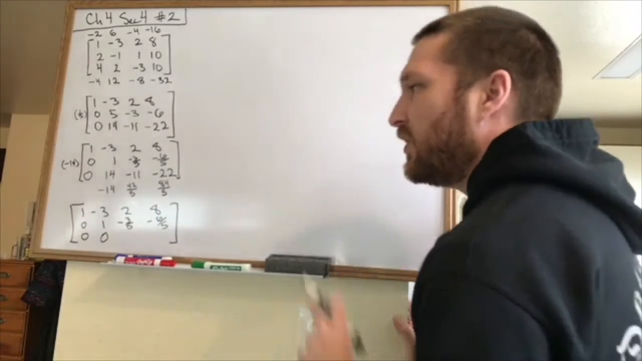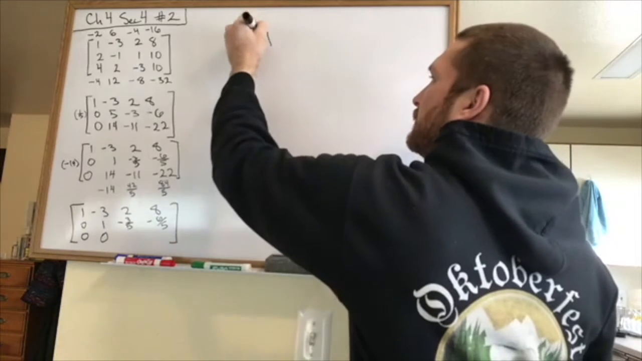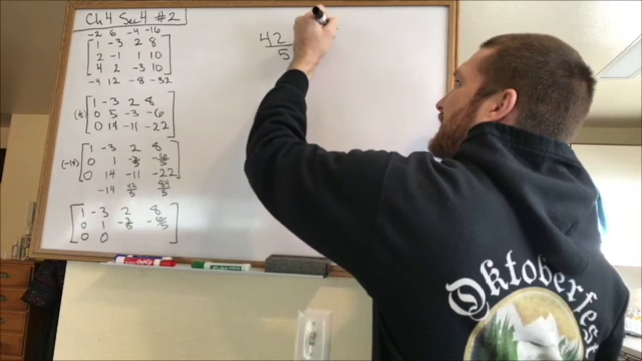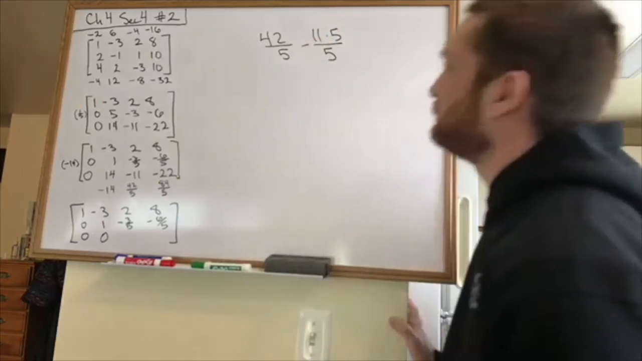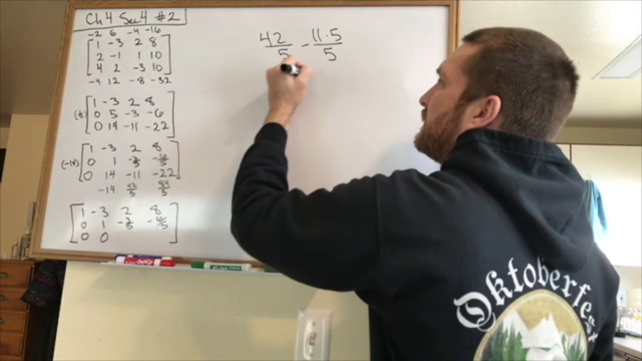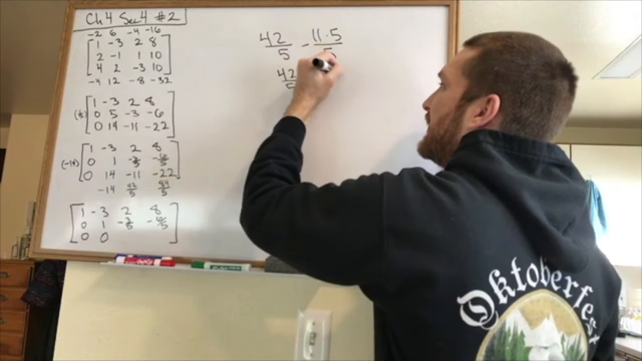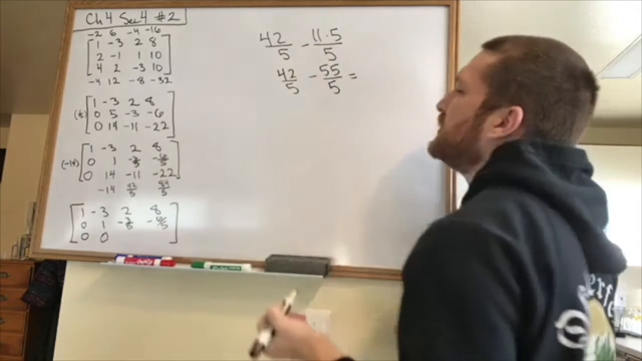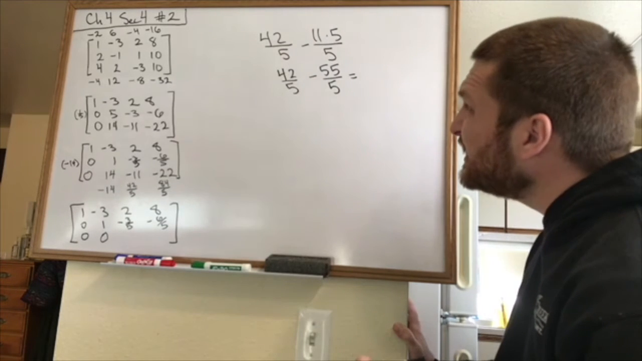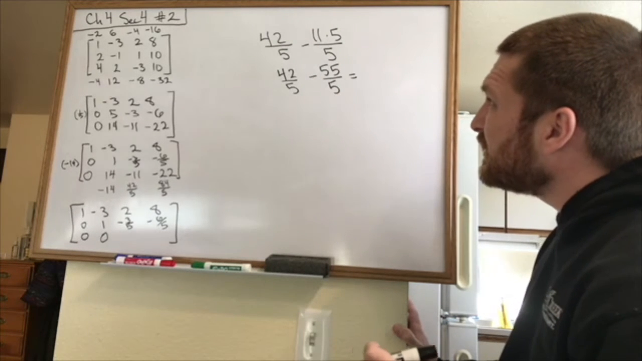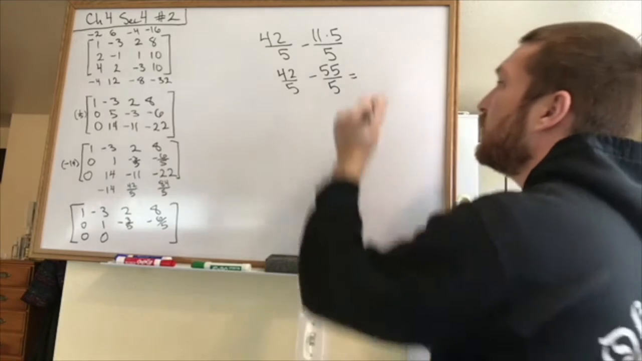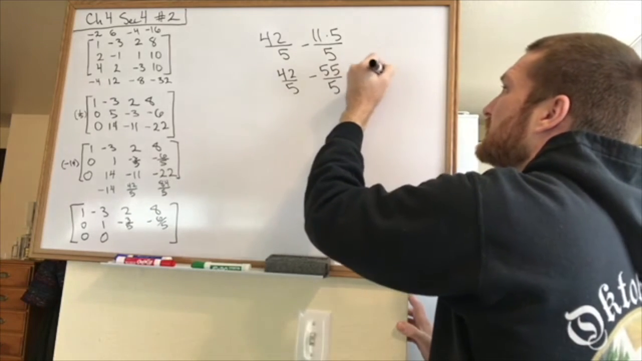Now, here's the hard part. 42 fifths minus 11. But 11 is the same thing as 11 times 5 over 5, right? So we have 42 fifths minus 55 fifths, which is, let's see, minus 13, right? Yeah, because if it was a minus 52, it would be minus 10, and that's 3 more, so it should be minus 13 fifths.